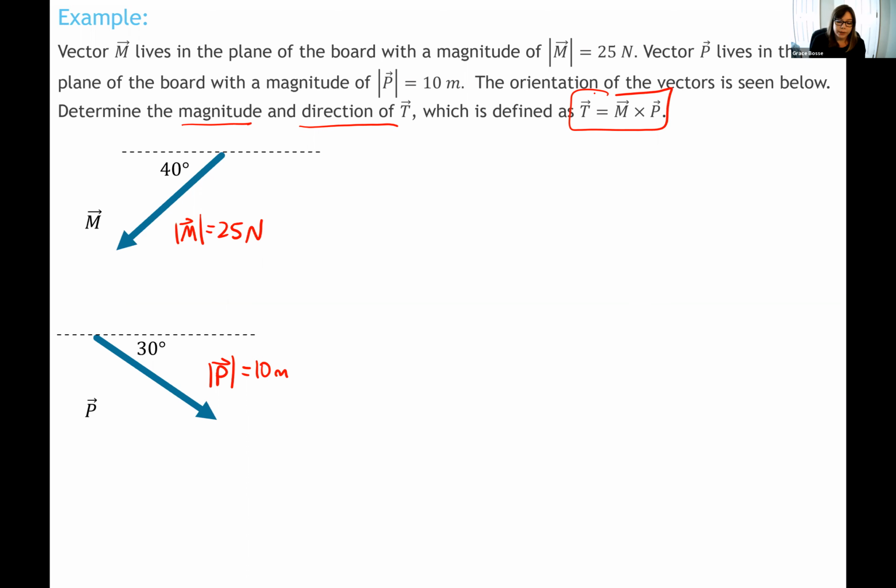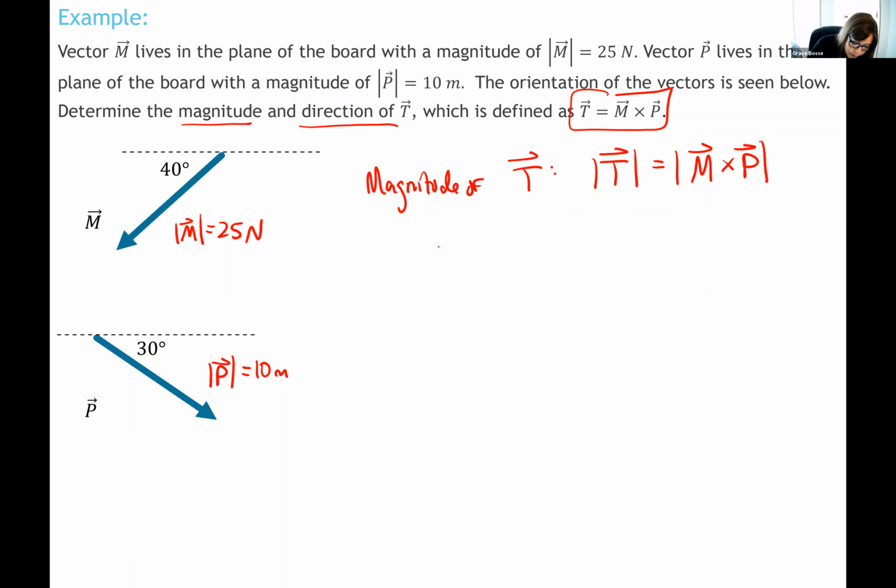So we can use the right-hand rule to get the directions. We'll use the definition of the cross product to get the magnitude, and to put all this together, we're going to find vector T. So let's first find the magnitude of T. The norm of vector T is going to be the norm of M crossed with P. So that would be the norm of vector M times the norm of vector P times the sine of the angle between them, but we need to draw them tail to tail.